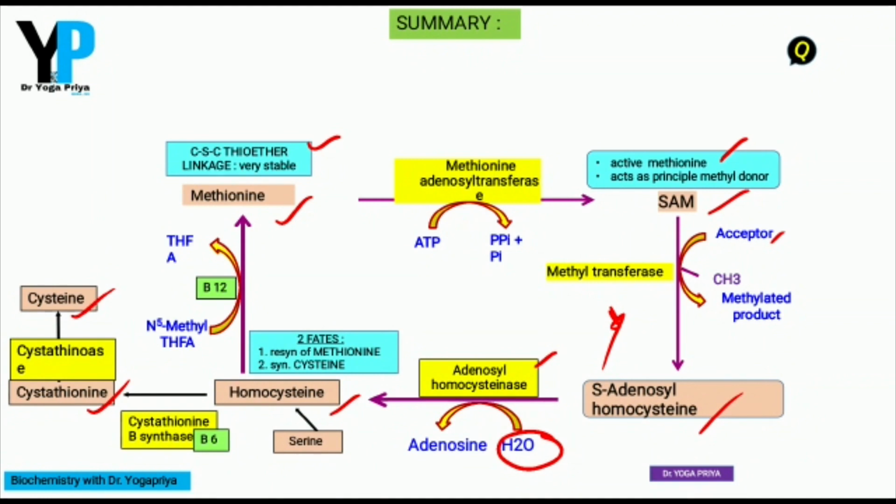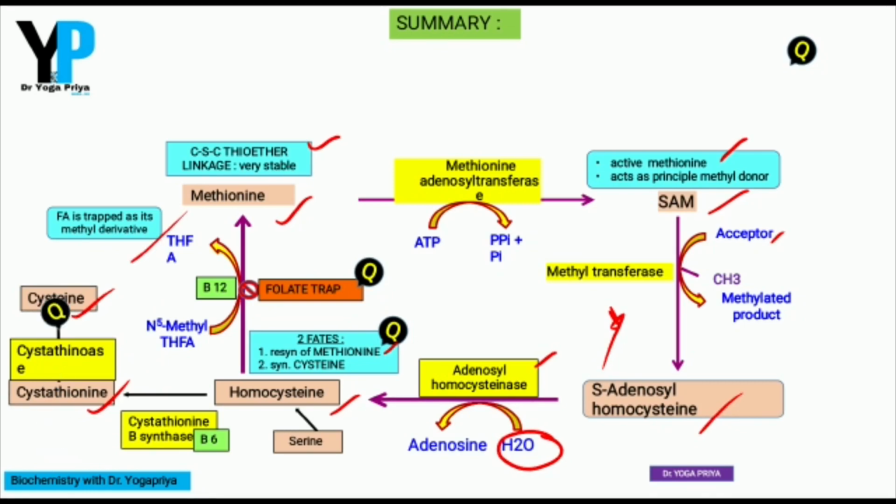Next we are going to see a few exam oriented points. One is, what are the two important fates of homocysteine? One is resynthesis of methionine and the other is synthesis of cysteine. And next, an MCQ can be asked on the folate trap. What is the vitamin associated with it, and how is the folic acid trapped? It can be trapped only in the form of a methyl derivative.